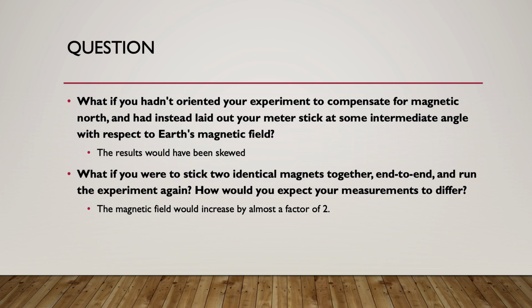The second question is, what if you were to stick 2 identical magnets together end to end and run the experiment again? How would you expect your measurements to differ? I believe the magnetic field would increase by almost a factor of 2.